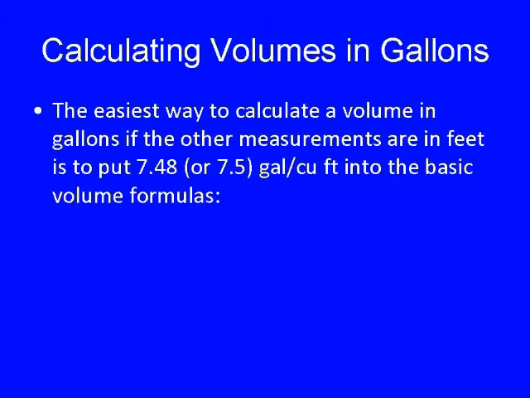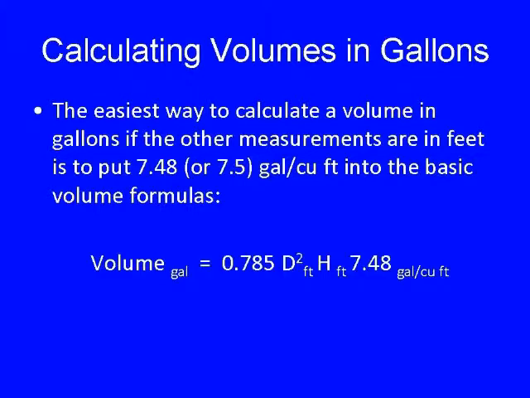Calculating volumes in gallons. The easiest way to calculate a volume in gallons is if the other measurements are in feet and you put 7.485 or 7.5 gallons per cubic foot into the basic volumes formula. Volume in gallons equals 0.785 times the diameter squared in feet, times height in feet, times 7.48 gallons per cubic foot.